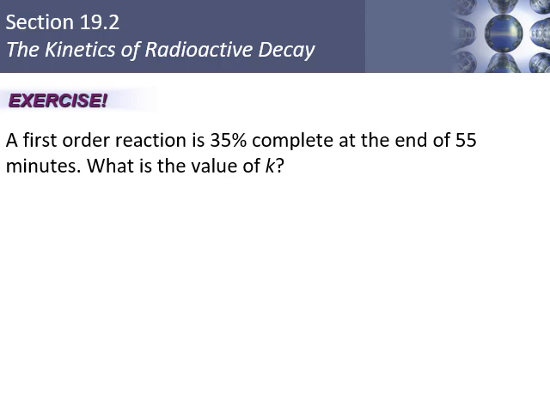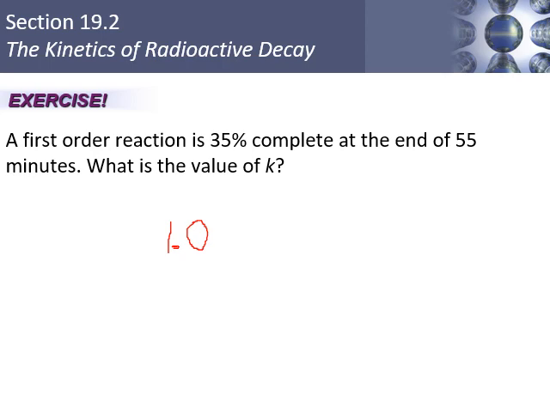A first order reaction is 35% complete at the end of 55 minutes. What is the value of k? So what we want to do, we have to make a decision what we want to choose. This is kind of an assumption problem. I'm going to assume that we started off with 1.0 at the beginning of this, just because it's the easiest way to do this.